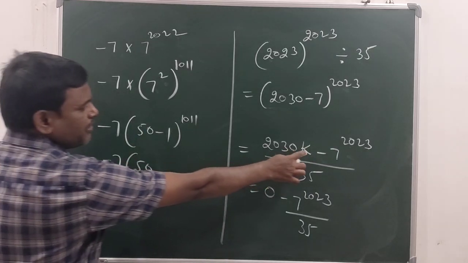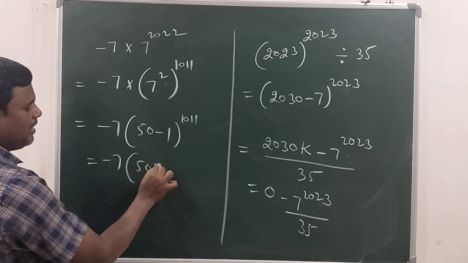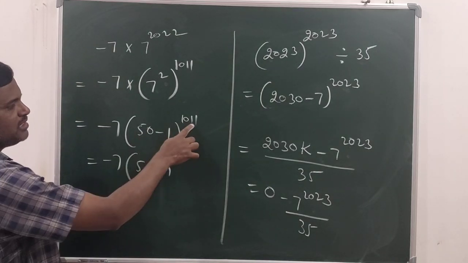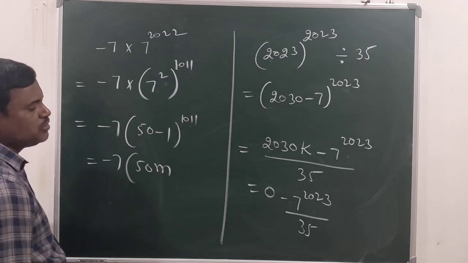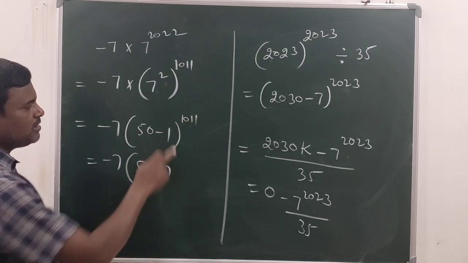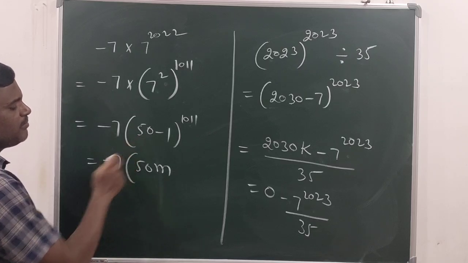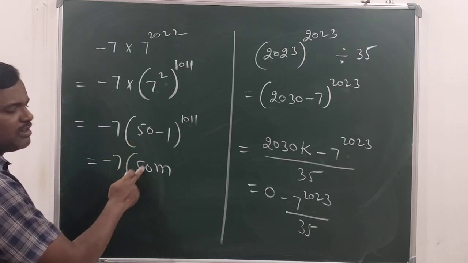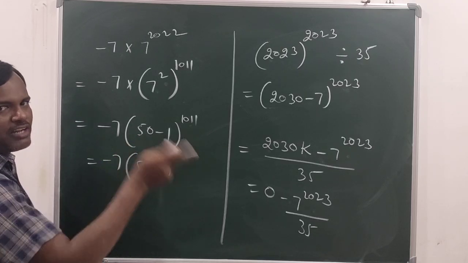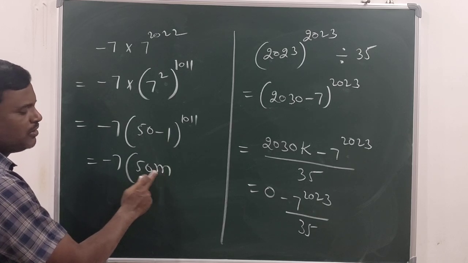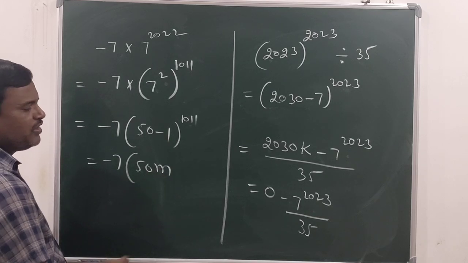50 into... already we used k here, so you can take the alphabet m. Okay students, in this expansion 1012 terms you will get. Among those 1012, from the first 1011 you can take 50 as common. Hence 50 into m inside the bracket. You get an integer that I am representing with m. Hence it will be 50m.